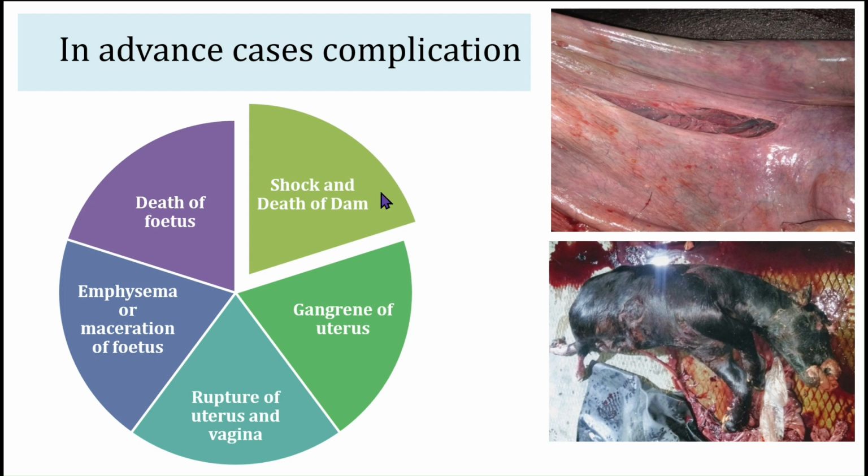In advanced cases, uterine torsion may lead to the death of the fetus. In delayed cases, this fetus may be emphysematous or macerated. And also there may be rupture of the uterus or vagina, gangrene of the uterus, which may ultimately lead to shock and death of the animal.